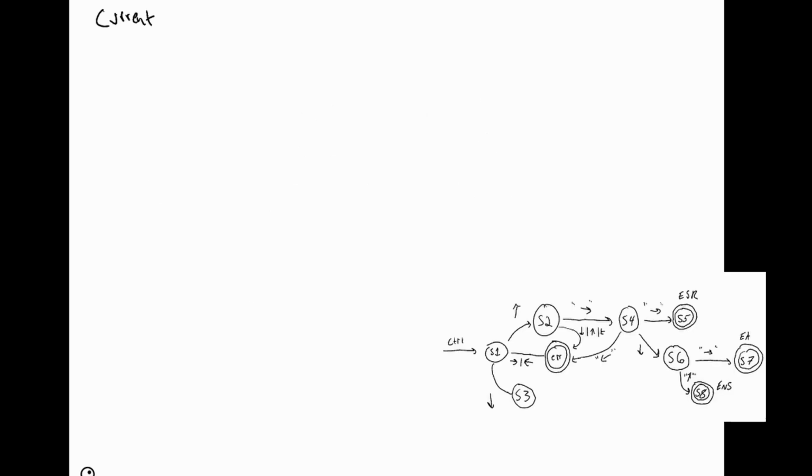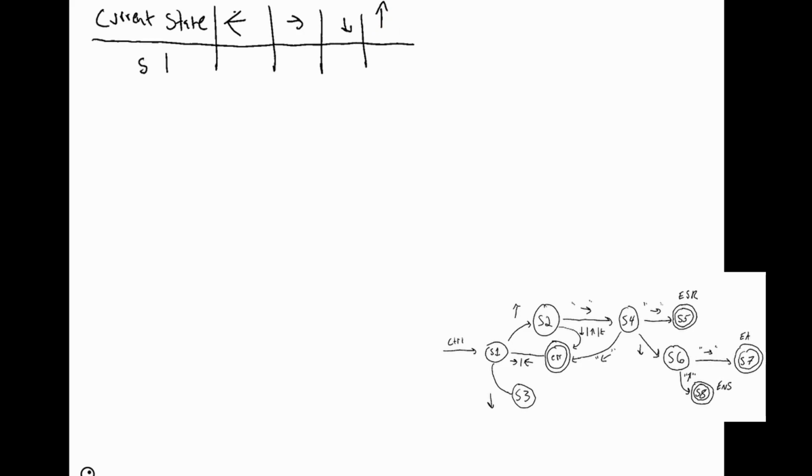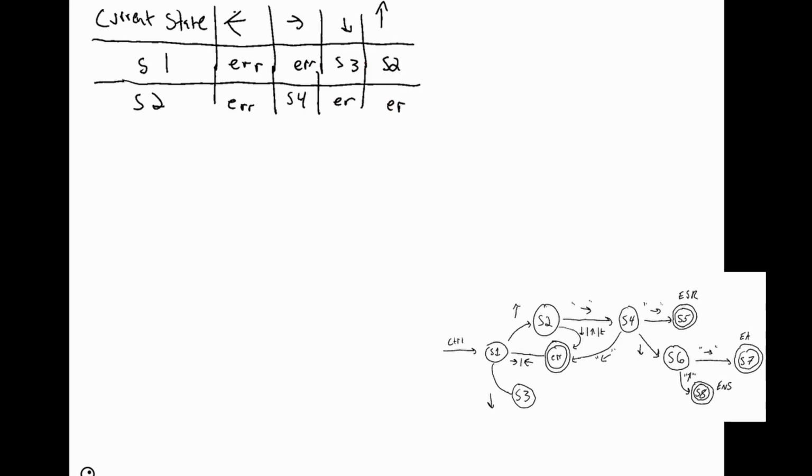Let's turn that DFA into a state table. And to do that, we're going to denote what state we're currently on, and then we're going to draw all the inputs as potential options for where we go from there. So again, we hit Control, we go into the S1 state, and from there, if we hit a left or right, we denote that we're going into our error state. If we go down, we go into S3. If we go up, we go into S2.